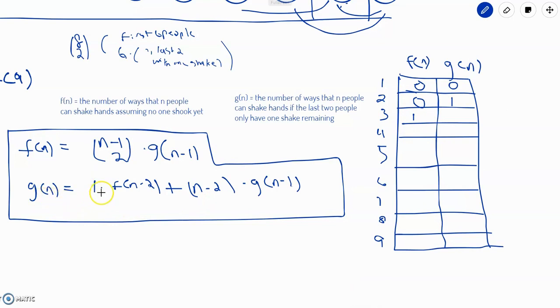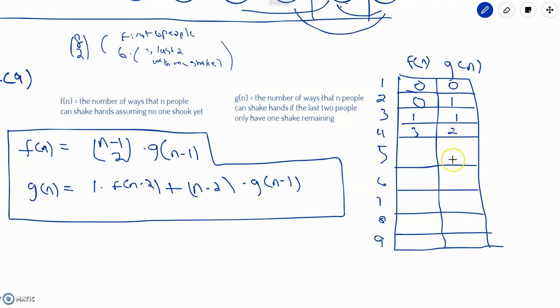Now g of 3 is equal to 1 times f of 1, plus 1 times g of 2, because n minus 2 is 1 and n minus 1 is 2. g of 2 is 1, so 1 times 1 is 1, and then f of 1 is 0 times 1 is 0, so g of 3 is equal to 1. Now f of 4 is equal to 3 choose 2 times g of 3, which is 3. And then g of 4 is equal to f of 2 plus 2 times g of 3, which is equal to 2.